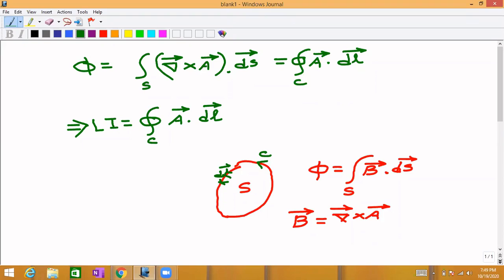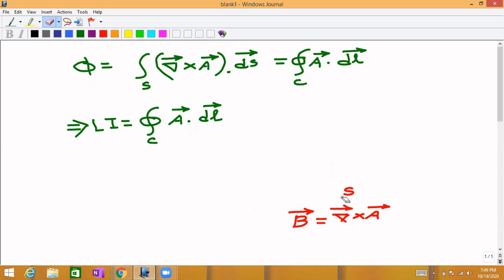Fine. So then what was the W? In what way we wrote W? The energy stored in the magnetic field. W was half Li square. Okay. It was half Li square. The energy stored in the magnetic field, it is half L I square.